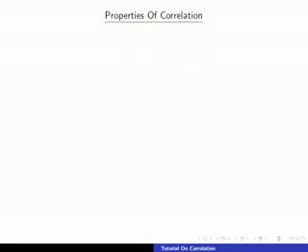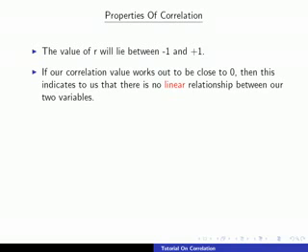Before we have a look at any examples, we need to be aware of the properties of correlation. Firstly, the value for our correlation will always lie between plus or minus 1. So if you get anything outside of these values, you know you've made a mistake. If our correlation works out to be 0 or close to 0, then this indicates to us that there is no linear relationship between our variables. I've highlighted the word linear here, as it would be incorrect to say that the two variables have no relationship. We must say there is no linear relationship between the two. This is because there could be some other form of relationship between them, but by calculating the correlation, we are only testing for a linear relationship.